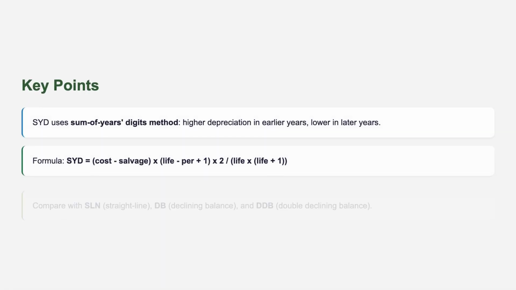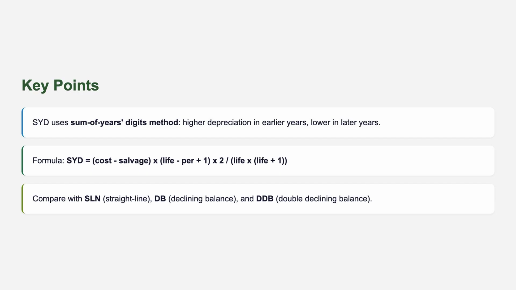Key points to remember. SYD uses the sum of years digits method, which gives higher depreciation in earlier years and lower depreciation in later years. The formula is cost minus salvage times life minus per plus 1 times 2 divided by life times life plus 1. Compare it with SLN for straight line, DB for declining balance, and DDB for double declining balance depreciation.